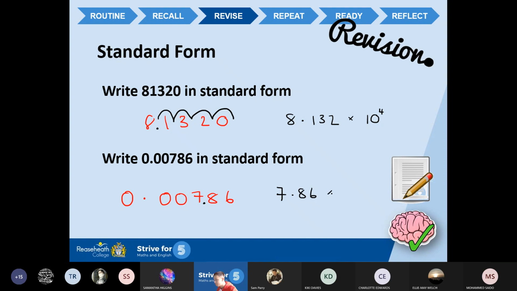7.86 times it by 10. And then how many jumps? 1, 2, 3 jumps to get from where it started to here. Now, this is crucial. It's a small number, so it's 10 to the power of minus 3, because it's a small, tiny number. Big number, 81,000, it's a positive indice. And a small number dealing with really tiny decimals, we're going to deal with a negative indice. Okay? That's what I'm looking for, guys.